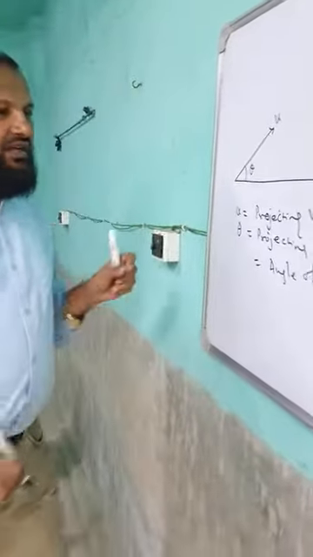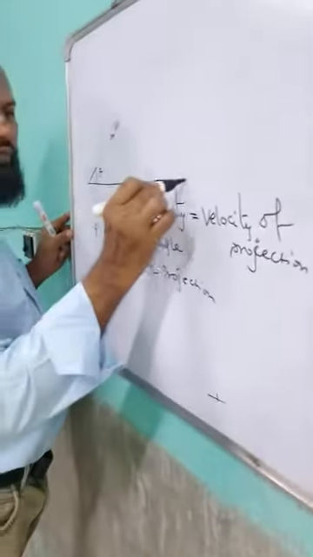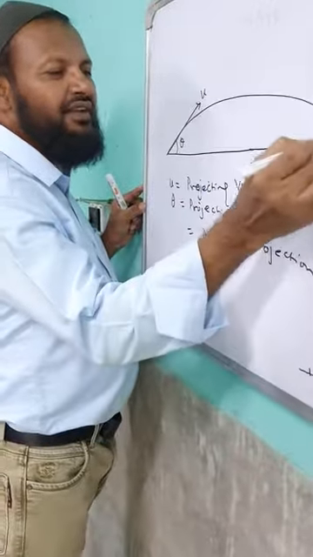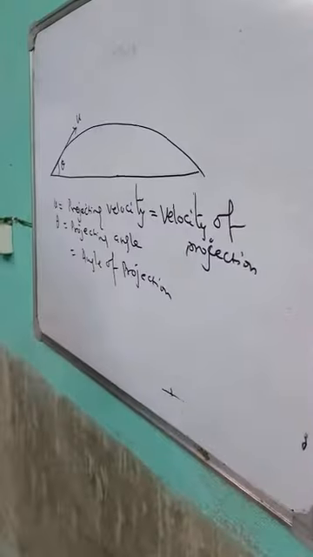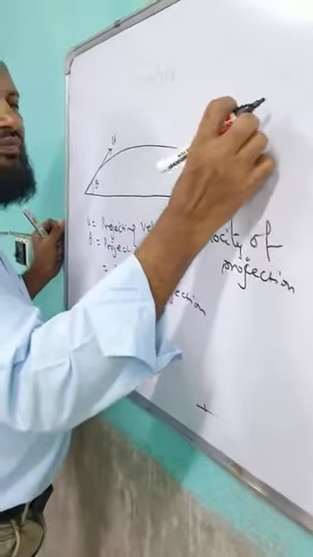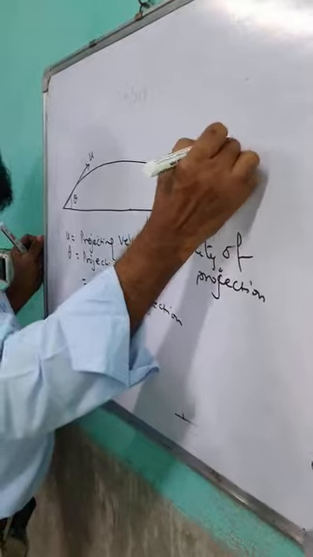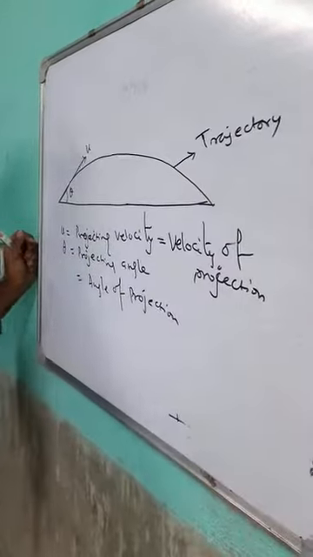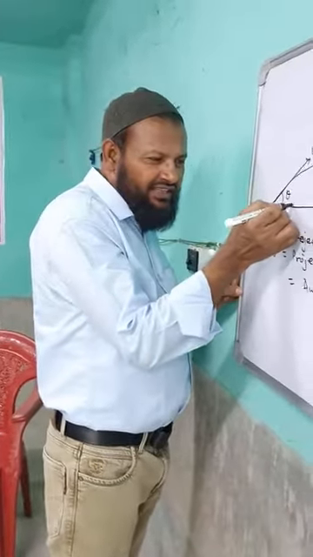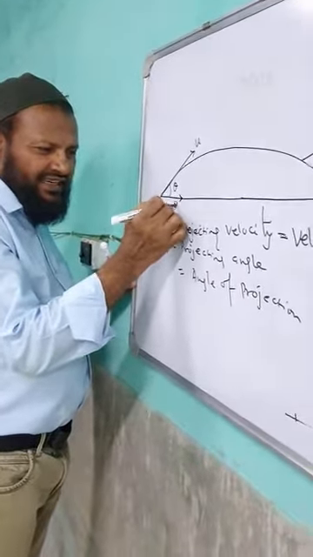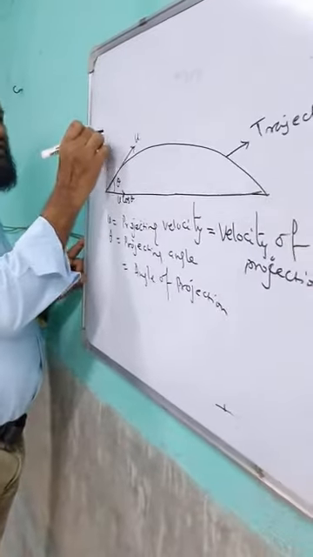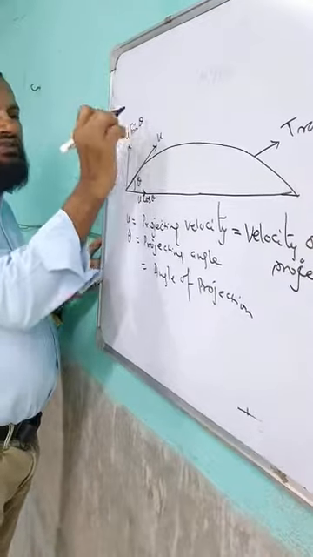Please see here. When a body is thrown like this, the body moves in this path. This path is very, very important. What is the name of the path? The path is called trajectory. Now, you can divide this velocity in this direction. This is u cos theta, and this is u sin theta.